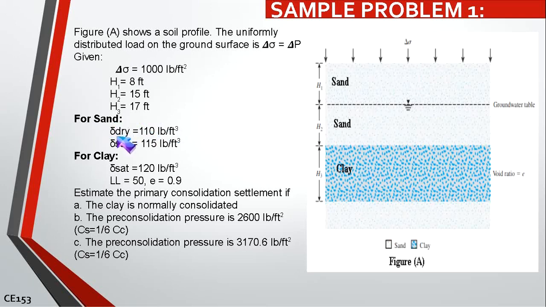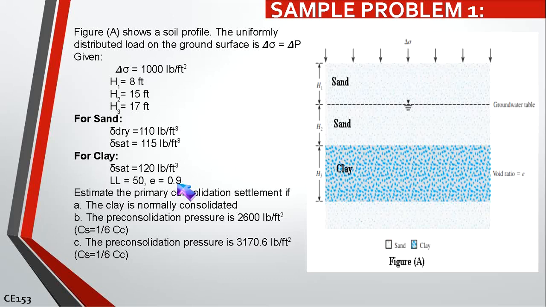For sand, the dry unit weight is equal to 110. This is the dry unit weight we will use since the groundwater is here. The saturated unit weight is 115 pounds per feet cube. And for clay, the saturated unit weight is 120 pounds per feet cube. The given liquid limit is 50, and the void ratio is 0.9.